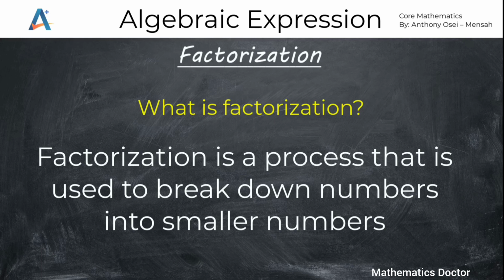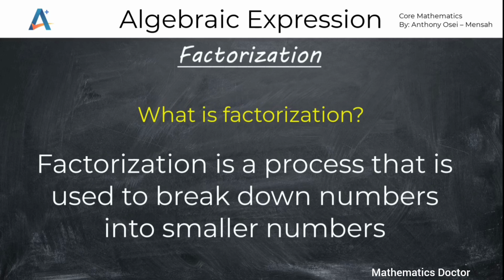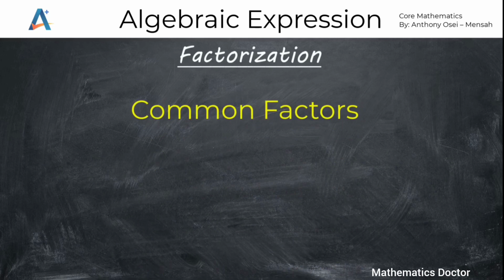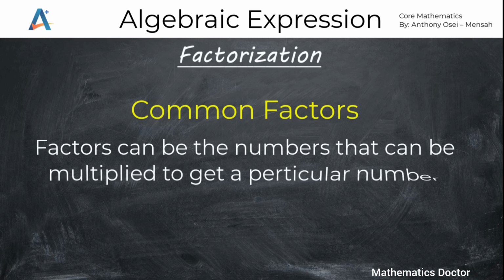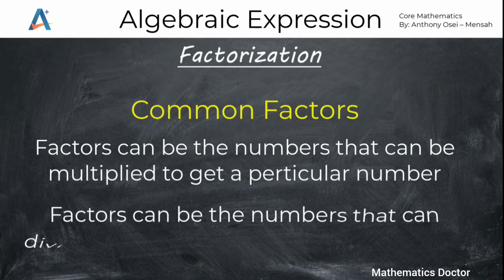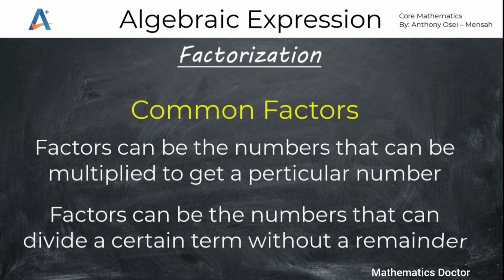Now, if you want to factorize any given expression well, then you must know the common factors in that particular expression. Now, factors can then be the numbers that can multiply to get a particular number, or factors can be numbers that can divide a certain term without a remainder. So under factors, we would have to then look at how to get factors.